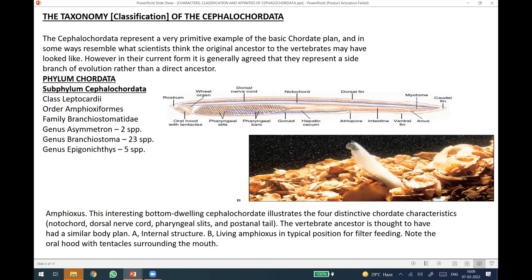That is the internal structure of living Amphioxus in living position. These are the two figures. This is the internal structure of an Amphioxus, and this is the photograph of a living Amphioxus, how it is seen, the typical position for filter feeding. The oral hood with tentacles, you can remarkably see the position of the oral hood during filter feeding. So these are the characters.